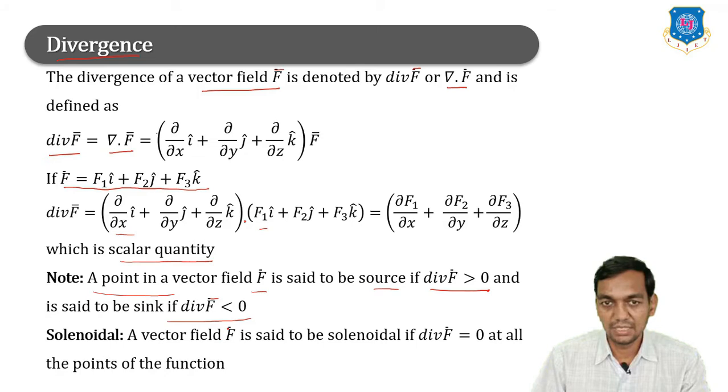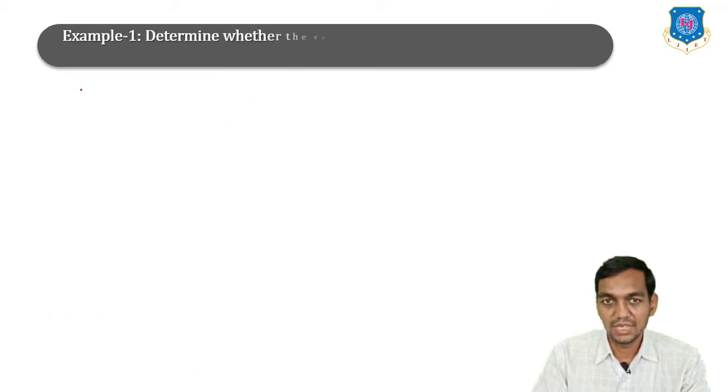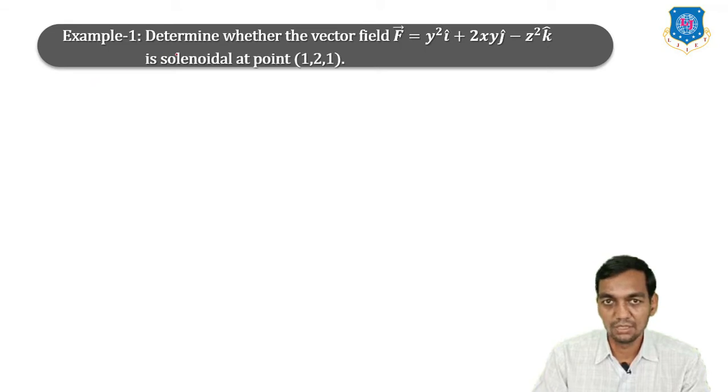A vector field f bar is said to be solenoidal if the divergence of f bar is 0 at all points of the function. That means if the value of divergence is 0, then it is said to be solenoidal. Determine whether vector field f is solenoidal at a point or not.